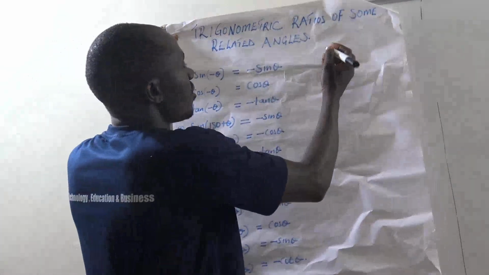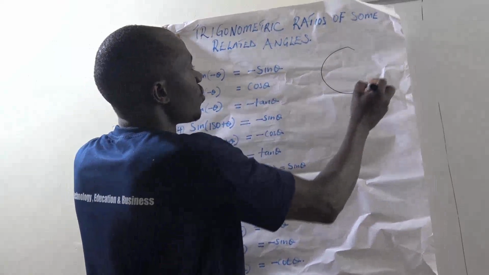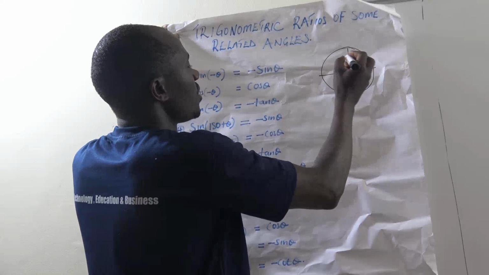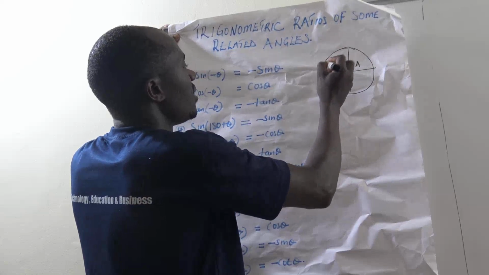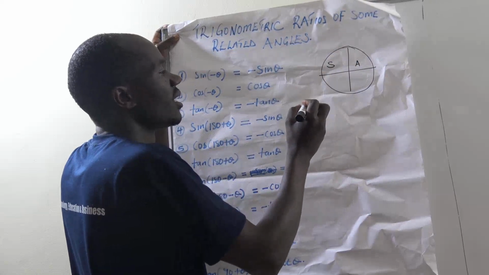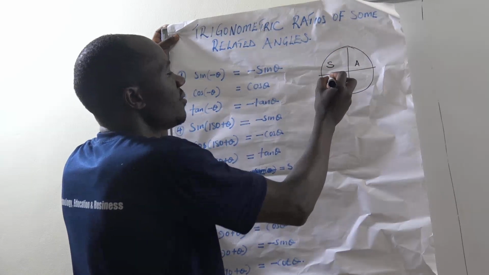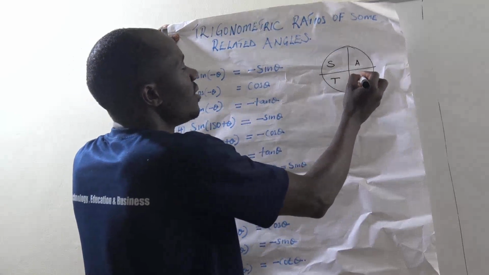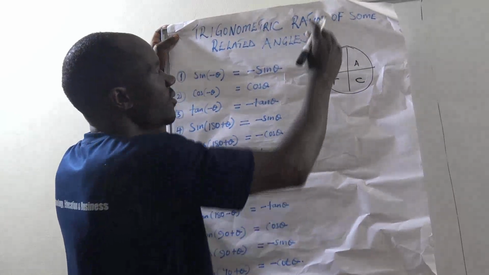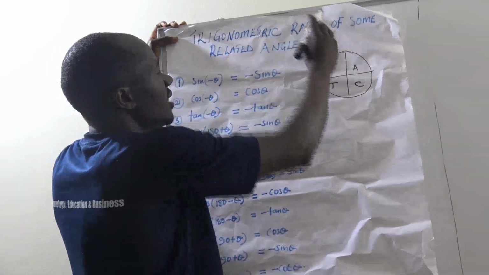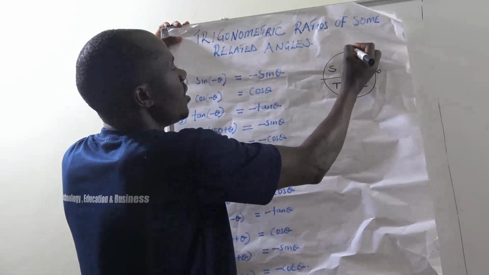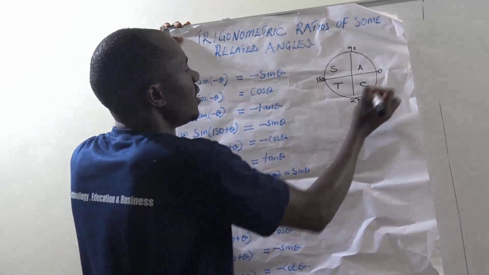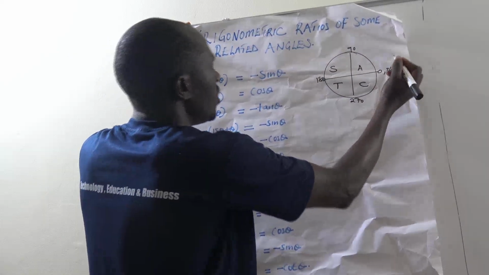From our quadrant system, we looked at where all are positive, where sine is the only one positive, where cos and sine, cos and tan are negative. Here it is tan which is positive, but cos and sine are negative. Then here cos is positive, the rest are negative. This ranges from 0, 90, 180, 270, and 360 degrees.